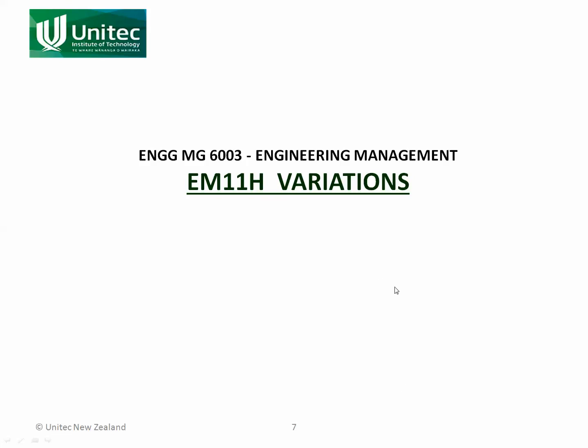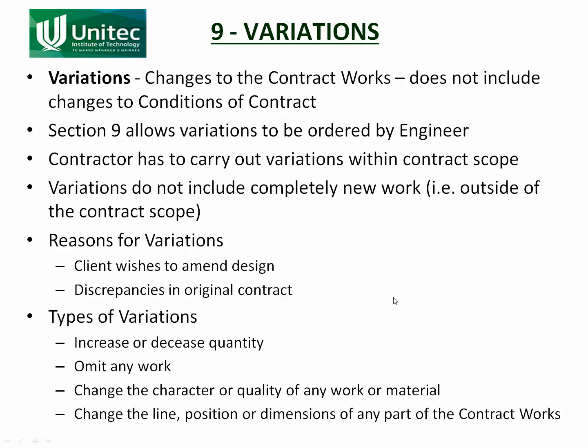In this slidecast, we're going to look at variations. So what is a variation? A variation is a change to the contract works. It is essentially a change to the contract agreement. So for example, the contract agreement might have had that you were building a road which had two footpaths, one either side. And then the client decides that, oh no, he wants to remove one of the footpaths. That is a change to the original contract agreement. So a variation is a change to the contract agreement.